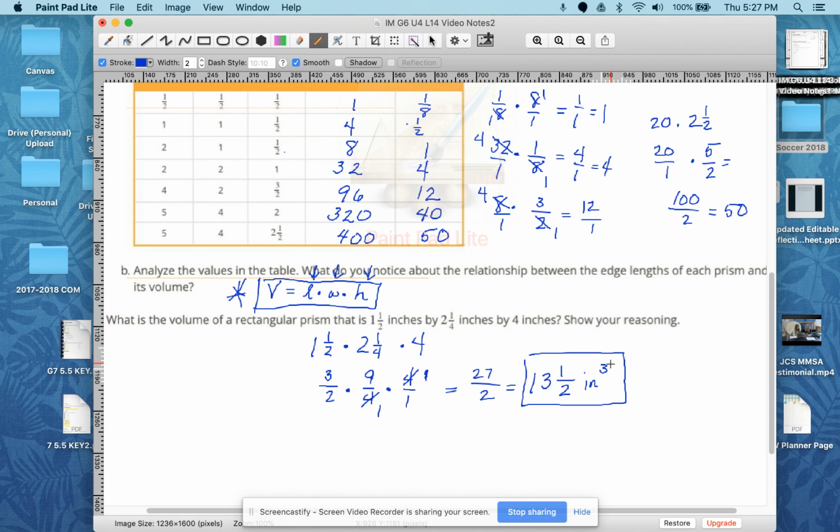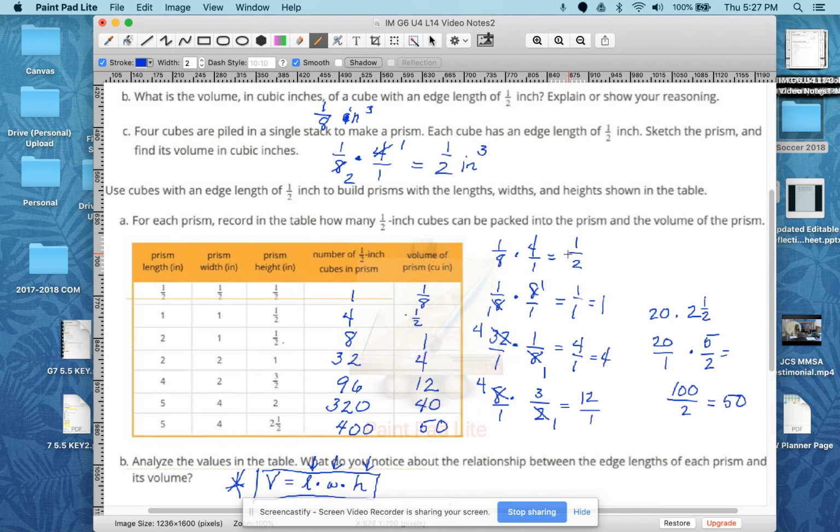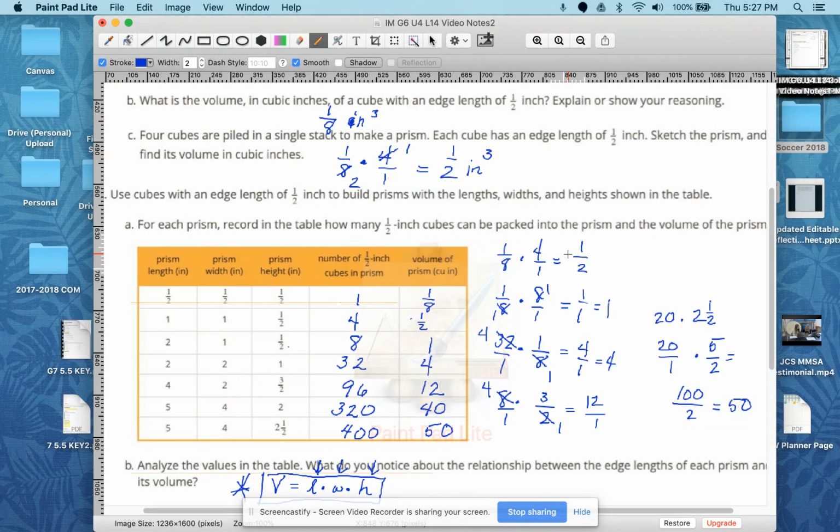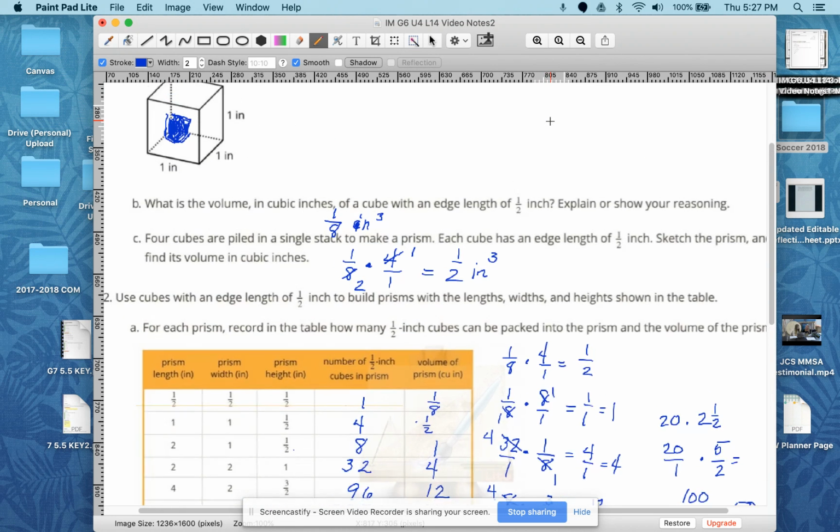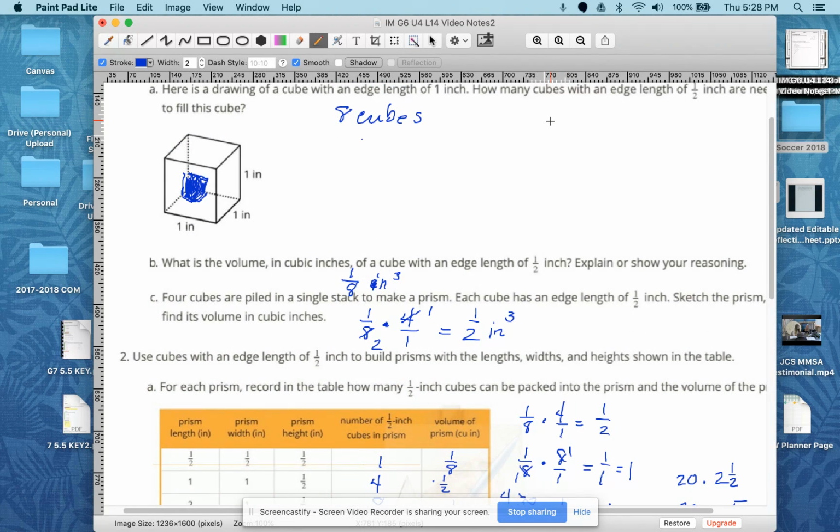The only thing I wanted to point out to you, because it's a question in your homework, is when you think about how many 1/2 inch cubes go into 1 inch? Well, if it's 1 inch in height, we're going to have 1 1/2 inch cube here and 1 1/2 inch cube here. So because they're 1/2 inch cubes, you would need 2 to fill in the height.